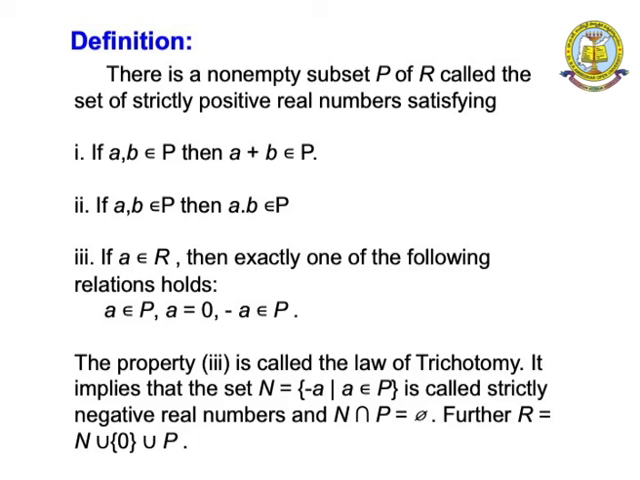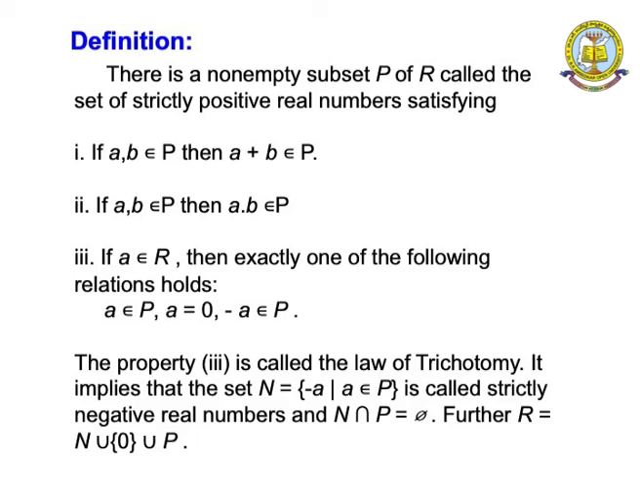A non-empty set P, a subset of R, is called the set of strictly positive real numbers if it satisfies the following: if a, b belong to P, then a plus b belongs to P. If a, b belong to P, then a dot b belongs to P. If a belongs to R, then exactly one of the following must hold: either a belongs to P, or a equals 0, or minus a belongs to P.